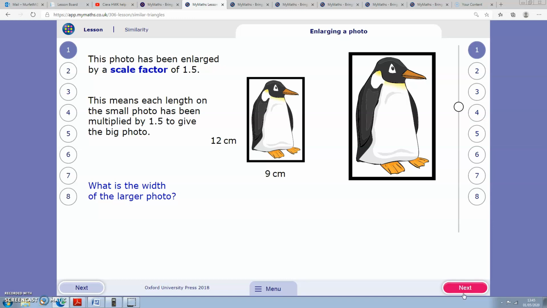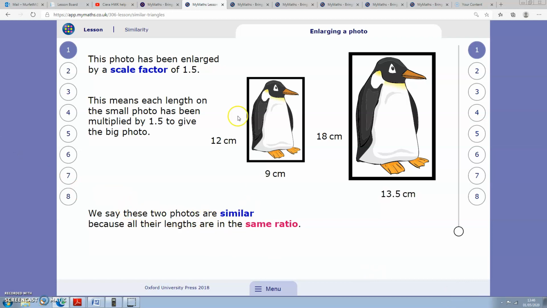What's the width of the large photo? So times that by 1.5, so 9 is 1 times it, half of it is 4.5, add them together, it gives me 13.5. You can see I've got the sum here, times by 1.5. What's the height of the photo? Again, 12 times 1 is 12. Half of 12 is 6. Add them together gives me 18. So 12 times 1.5 gives me 18.